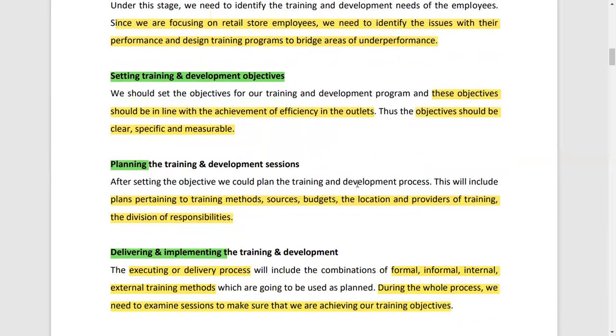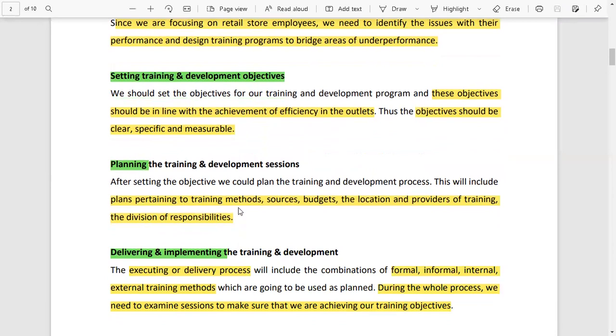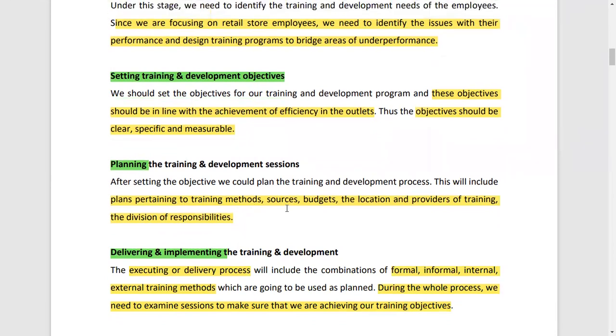Then when it comes to planning, plans pertaining to training methods, how we are going to train them, sources of trainers, are we going to do internal training or external training, budgets, the location and providers of training, the division of responsibilities, all these things need to be planned.